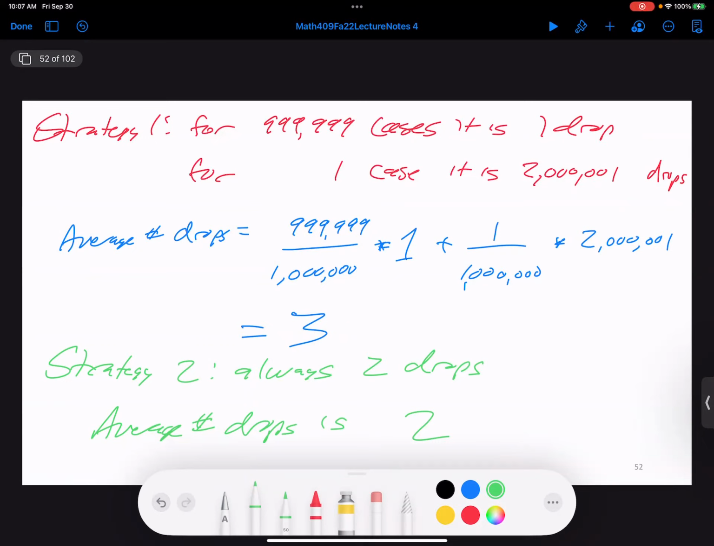You can defend either answer. So can somebody give me a reason why strategy 2 might be better? The worst case runtime is lower. What's the average runtime in strategy 2? It's just 2. What's the average runtime in strategy 1? It's 3.